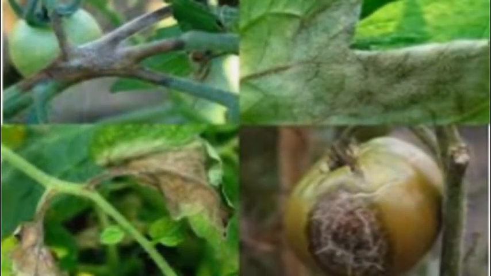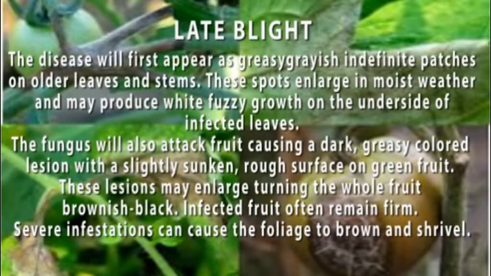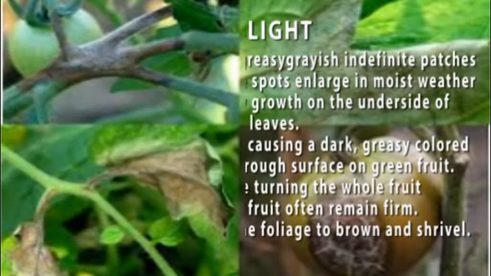Late blight. The disease will first appear as grayish, indefinite patches on older leaves and stems. These spots enlarge in moist weather and may produce white fuzzy growth on the underside of infected leaves. The fungus will also attack fruit, causing a dark, greasy-colored lesion with a slightly sunken, rough surface on green fruit. These lesions may enlarge, turning the whole fruit brownish black. Infected fruit often remain firm. Severe infestations can cause foliage to brown and shrivel.